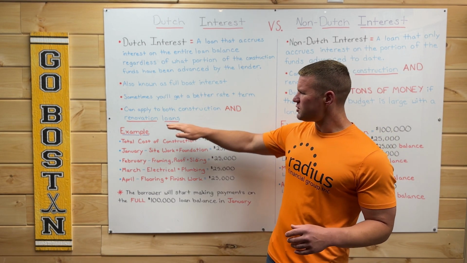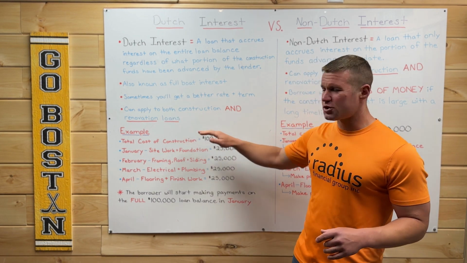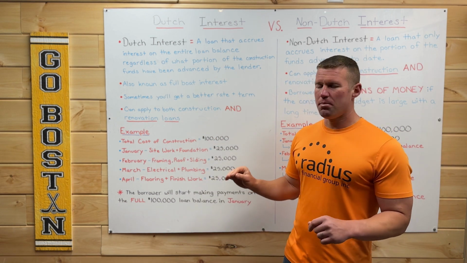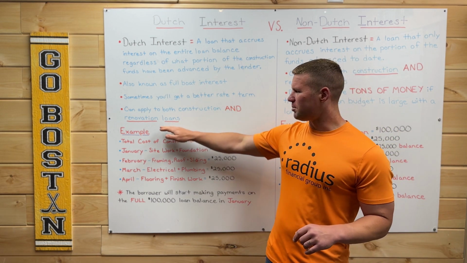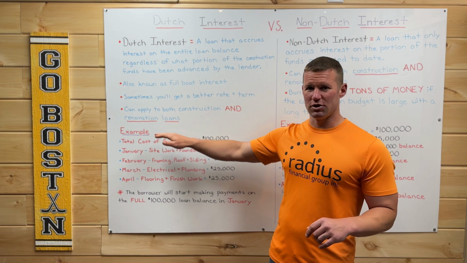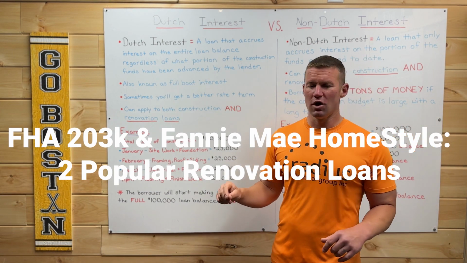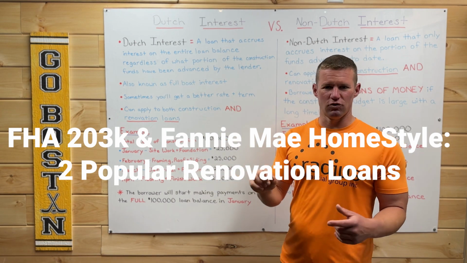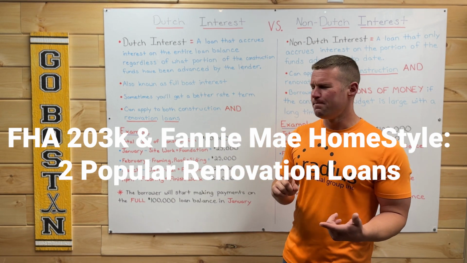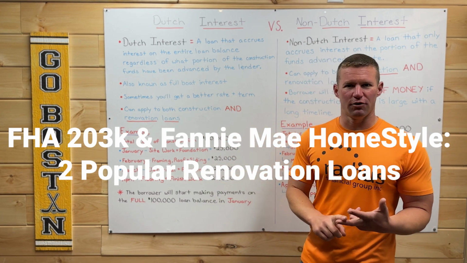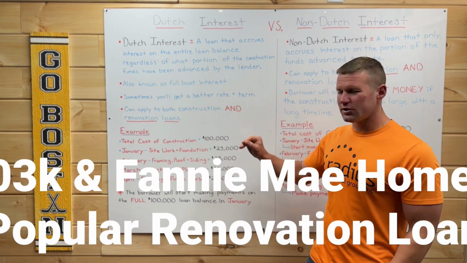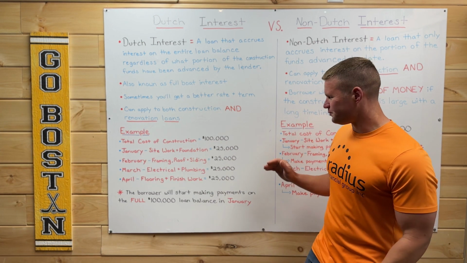Now, Dutch interest can apply to both construction and renovation loans, but it is normally going to be applied with renovation loans. So 9 times out of 10, we see Dutch interest being used on renovation loans like FHA 203K, Fannie Mae HomeStyle, things like that, right? All right, so let's go through a quick example here.